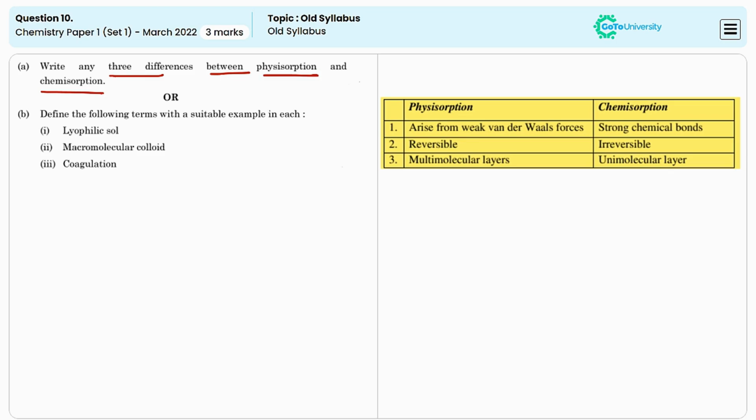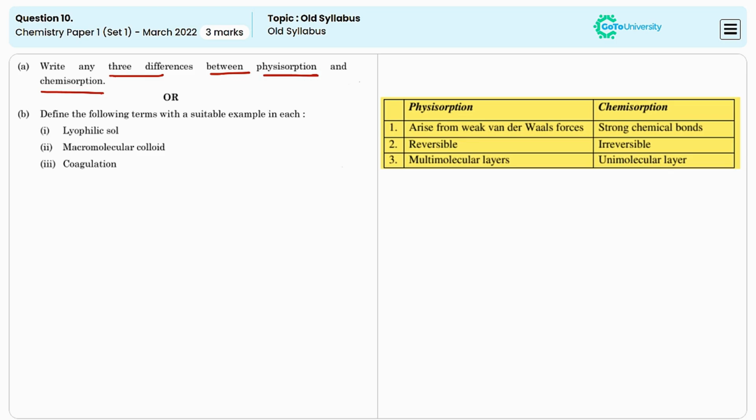bonds. And the nature of bonding in physisorption is physical bonds, not chemical bonds. At the same time, chemisorption involves chemical bonds which are formed between the adsorbate and the surface. Another difference we can say, physisorption has a low heat of adsorption, whereas in case of chemisorption, the heat of adsorption is generally high.